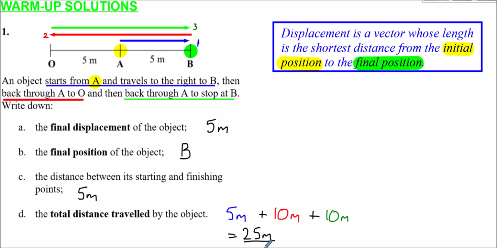And so, if nothing else, question 1 is meant to give an illustration of how displacement is totally different to distance. They're often confused because they use the same units, but they are different concepts. Displacement is just a measure of the final position relative to the starting position.